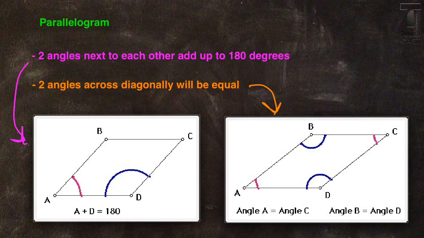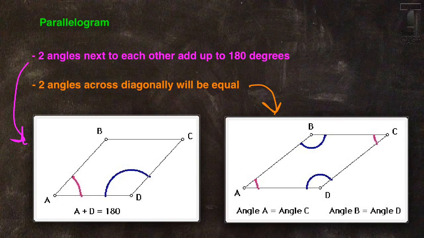Now let's talk about parallelograms. There are a couple of tricks to know about parallelograms. If you have two angles that are right next to each other, like angle A and angle D, they're actually going to add up to 180 degrees. Even angle A and angle B will add up to 180 degrees. If the angles are right next to each other in a parallelogram, they will always add up to 180 degrees.